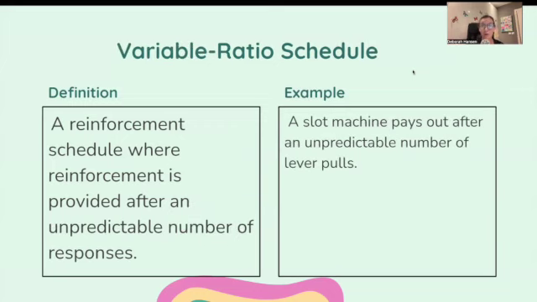Variable ratio schedule, a reinforcement schedule where reinforcement is provided after an unpredictable number of responses. So for example, if you're playing a slot machine, we don't know how many times you're going to have to pull the lever for it to give you the payout. So the example, a slot machine pays out after an unpredictable number of lever pulls.